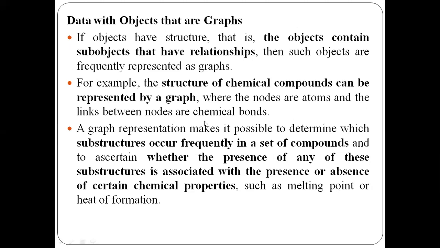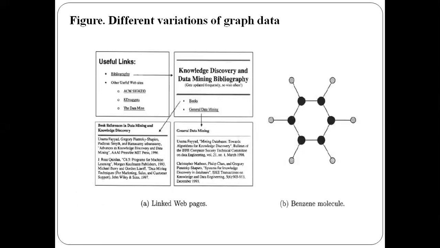See, one best example is if you consider the structure of a chemical compound. Okay, so the structure of a chemical compound can be represented as a graph here, where the nodes correspond to the atoms, and the links between the nodes are chemical bonds. I'll show you one example here. See here, this is the structure of a chemical compound, that is benzene. It is a single object here, but it contains many sub objects which have a relationship among themselves, so it has been represented as a graph here.